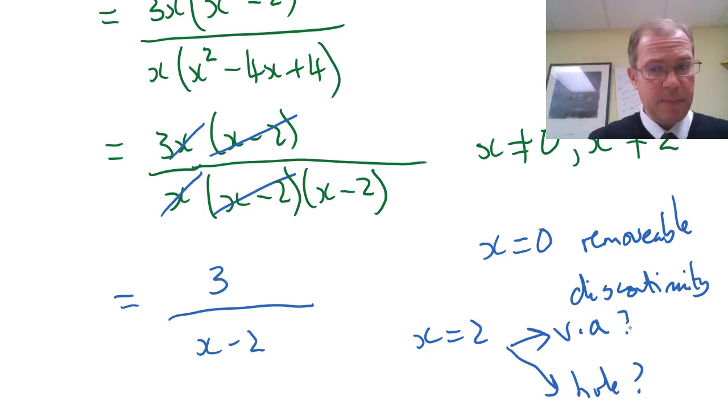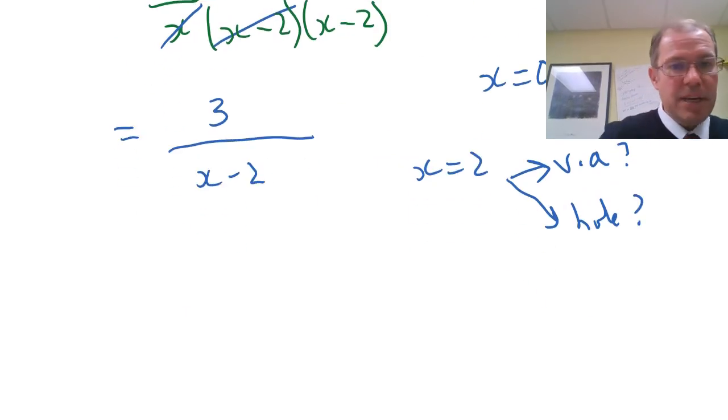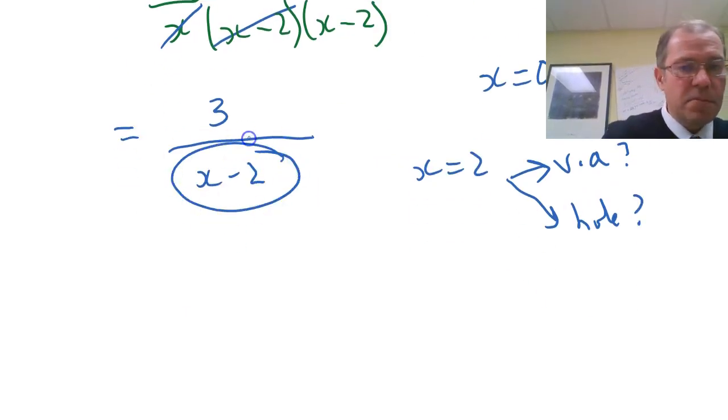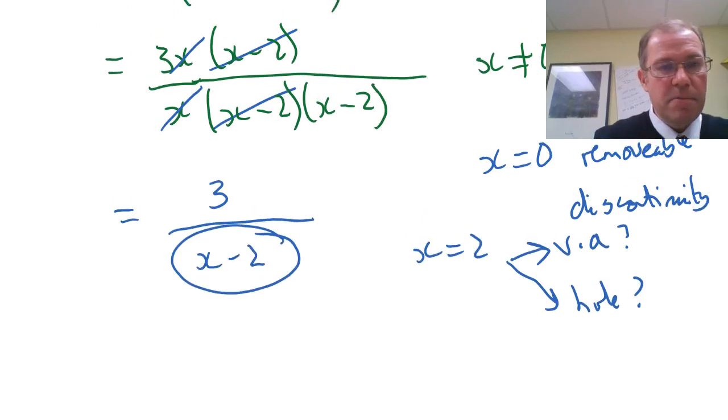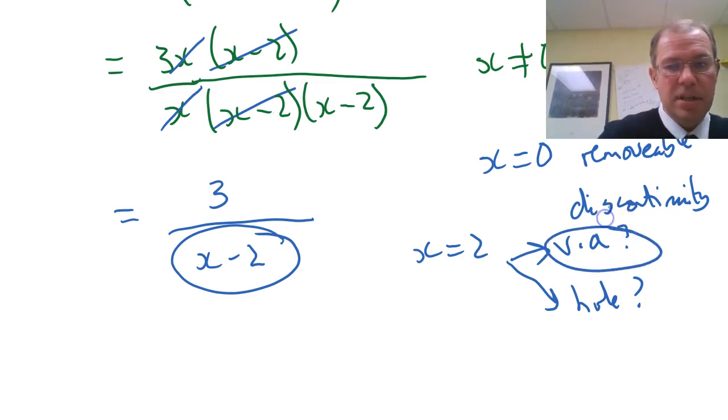Okay, hopefully you've had a think about that. And it actually is a vertical asymptote. And the reason is we have not been able to remove it completely. We were able to remove one of the factors, but not all of it. So thinking of the word removable discontinuity really helps. So x equals 2 is in fact a vertical asymptote.